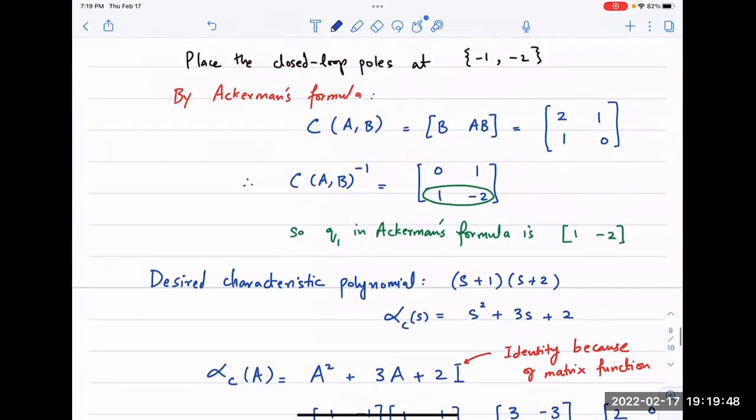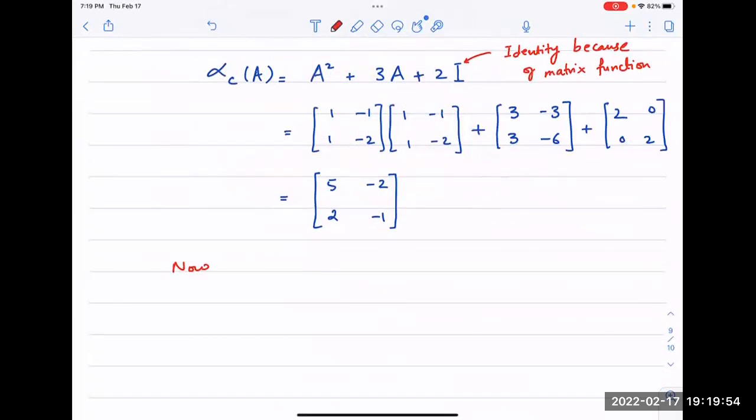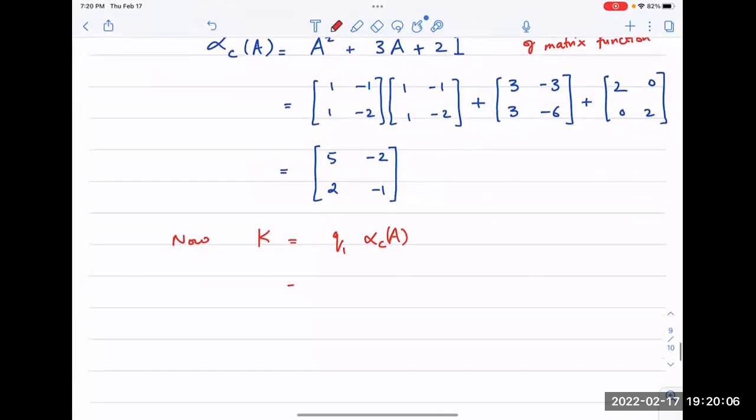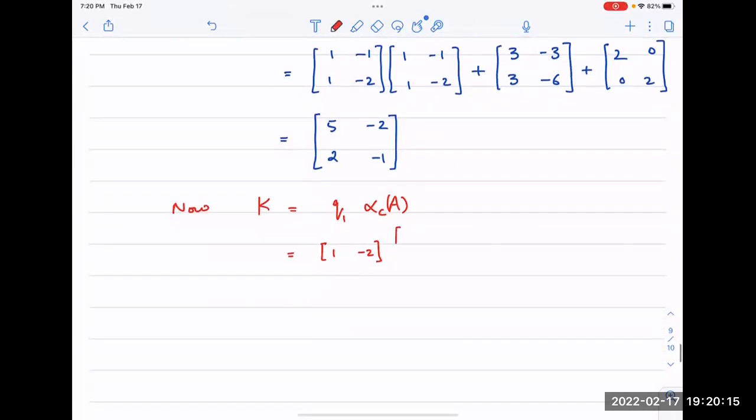So now let's use Ackermann's formula. Now basically your K is a Q1 times alpha C of A, right? Q1 is [1, -2], and then alpha C of A is [5, -2; 2, -1]. So it turns out to be [1, 0]. Right, so this is the K directly.